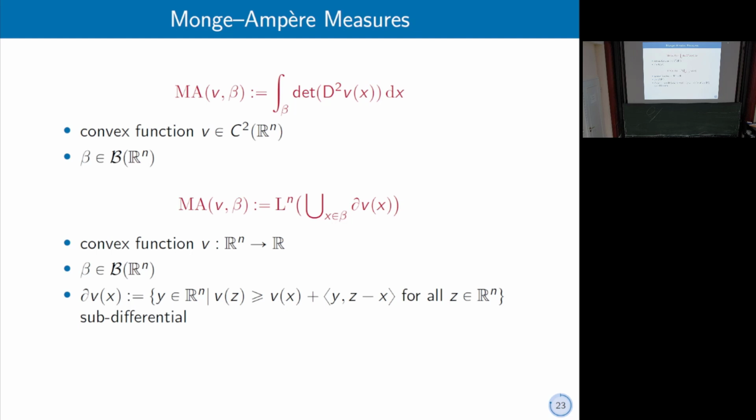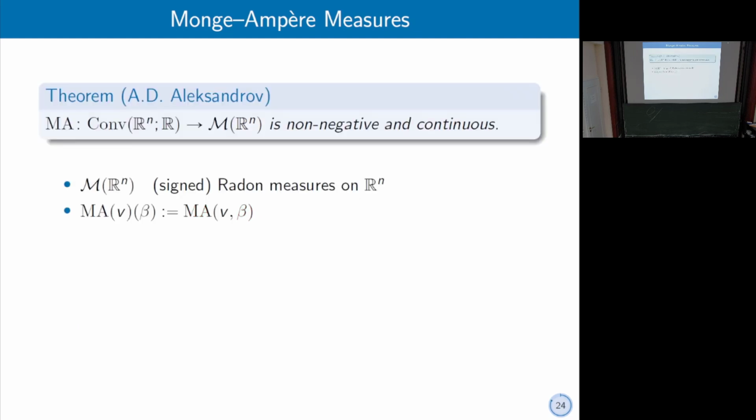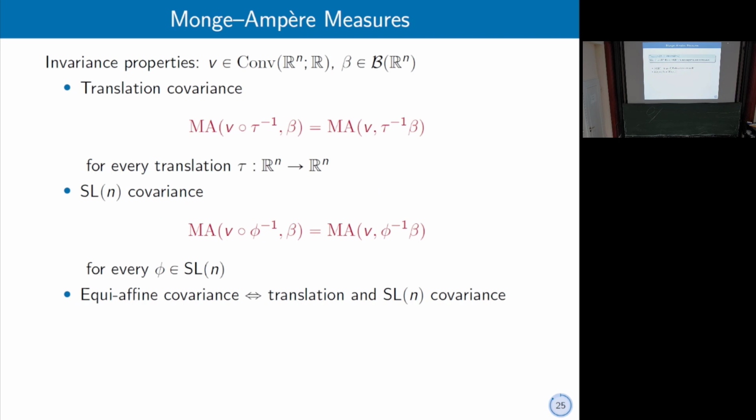And I think this goes back to Alexandrov, that this operator that associates with a finite valued convex function a Monge-Ampère measure, is non-negative, this is of course trivial, and continuous. Continuous is not so trivial. And in general, here the notation that I use is, this is a space of signed Radon measures, again with a weak star topology, and this is just my way of writing a measure. I use both ways to write a measure.